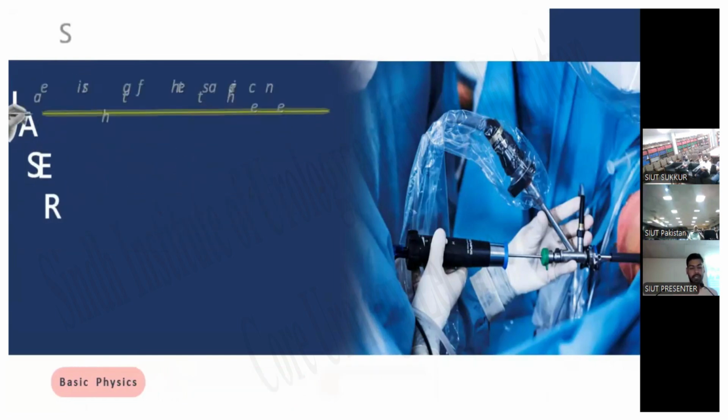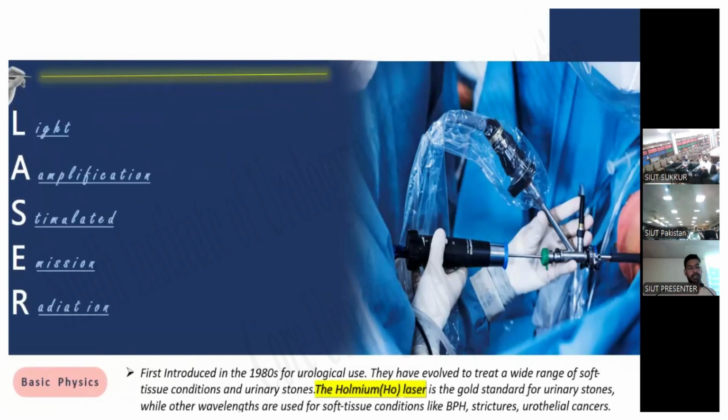So in this presentation, we'll discuss the basic physics of laser, which can be better explained by the abbreviation as well. That is light amplification by stimulated emission of electromagnetic radiation. In urology, it was first used in the 1980s, and now lasers have evolved to treat a wide range of soft tissue conditions and urinary stones. The holmium laser is the gold standard, as we all know, for urinary stones. And other wavelengths are also used for soft tissue conditions like benign prostate hyperplasia, strictures, and urethral cancers as well.